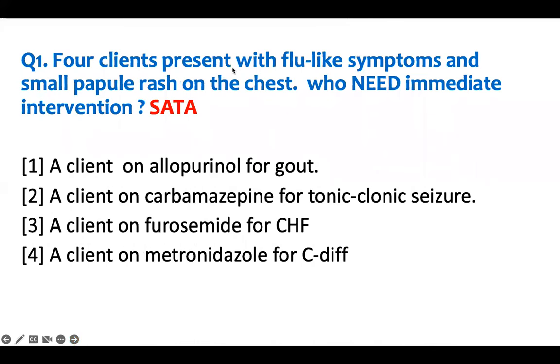So we have 4 clients, right? Presenting with flu-like symptoms and a small purple rash. So the way we do a prioritization question here, we go for our ACTS, the same thing. SATA, who needs immediate intervention? What is the case? It's over here. 4 clients present with flu-like symptoms and a small purple rash on the chest. So our ACTS, we need immediate intervention. Our case, they have flu and a rash, 4 of them. And the buzzwords, small papular rash and flu-like symptoms, right?